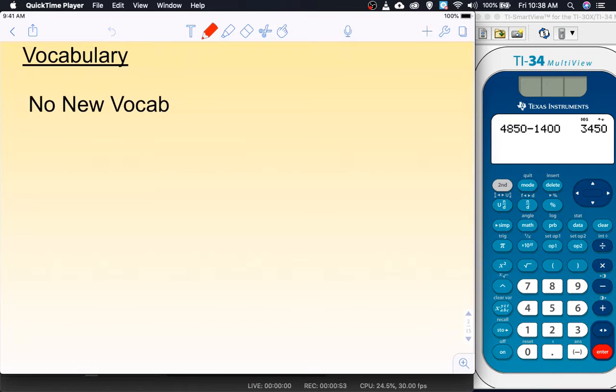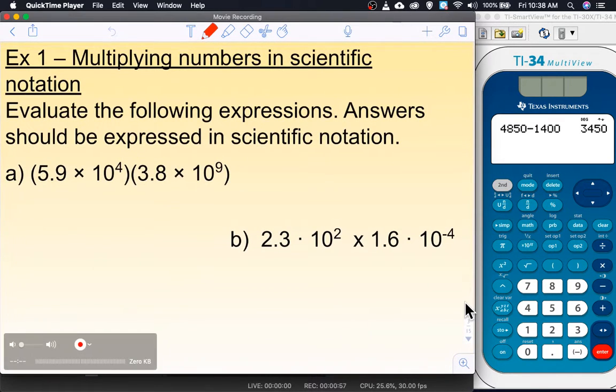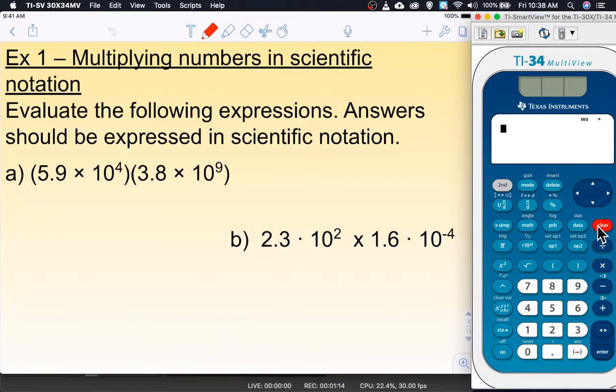There is no new vocabulary for this lesson, so let's get to it. In the previous lesson, we were looking at adding and subtracting numbers. And we saw when you were adding and subtracting numbers in scientific notation, you had to have the same power of 10 to add them up. And that power of 10 stayed the same the whole way through the problem. Well, the good news is we don't need that same power of 10.